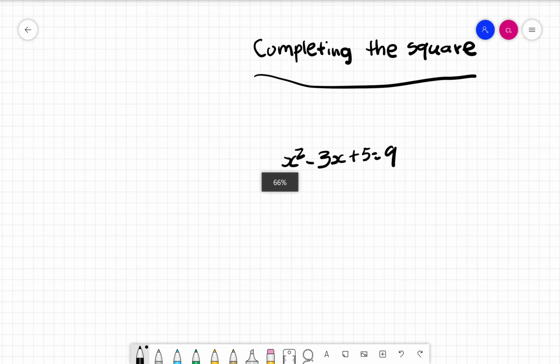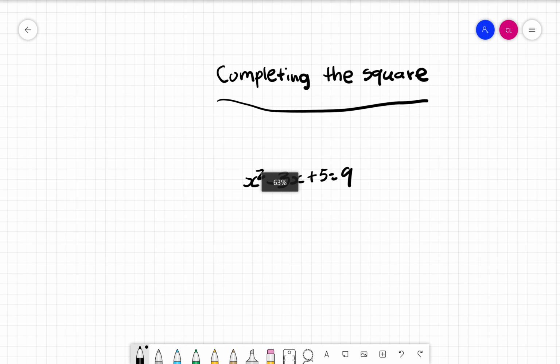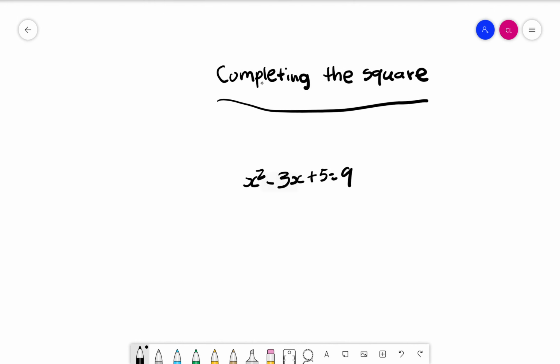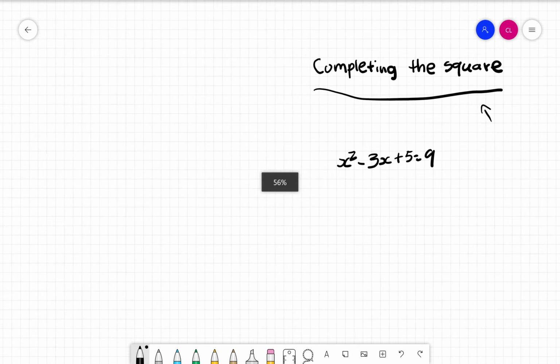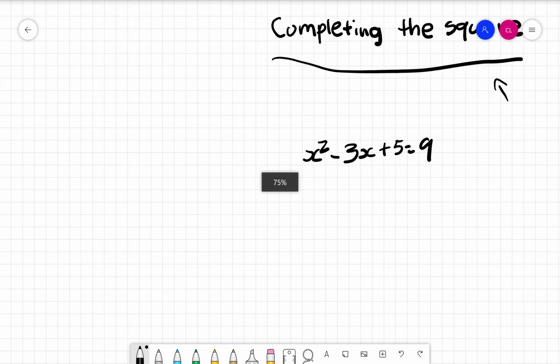Okay. So just saying that if I'm being completely fair, you would probably never use this unless the question asks you to, because this is kind of a long method when you can just use the quadratic formula. But yeah, okay.